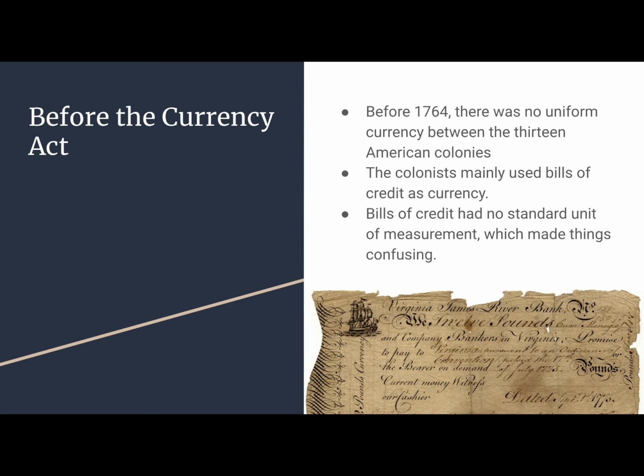The uses of these bills varied, with some being intended for repaying debts, while others could only be used to purchase items. There was no standard unit of measurement for the currency, which overcomplicated everyday transactions. The colonial economy became unstable, with the value of the bills decreasing. A bill of credit used by the colonists can be seen here on this slide.